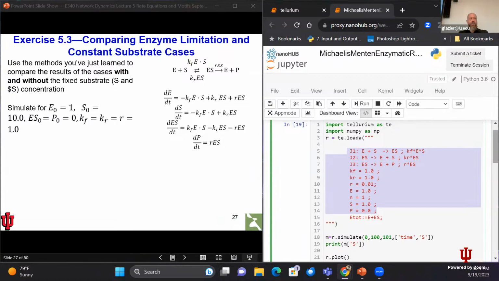So if I say that 3E plus S goes to ES, and I want that 3 to be something that I change, so I want to say, what would it be if it was 4 or 5 instead of 3? I can't do that. I have to actually edit the string to make that work.